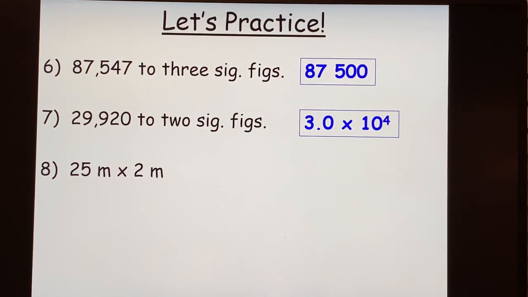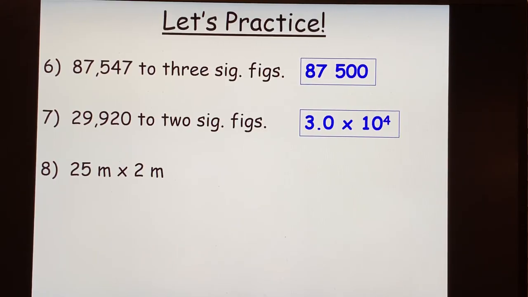Little trick here, 25 times 2. How many sig figs are in 25? 2. How many in the number 2? 1. So our answer needs to be in 1 significant figure. And then, of course, now we have units. I threw some units in there. So when you multiply in math x times x, what do you get? Right, you get x squared. So m times m, meters times meters, is going to be a measure of area, like the surface of a tabletop or something like that. So that would be meters squared.